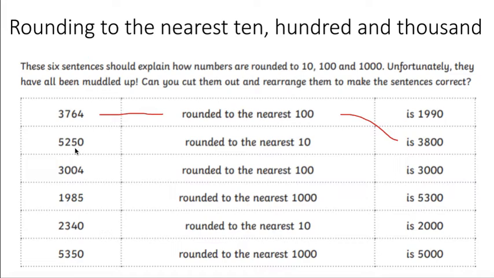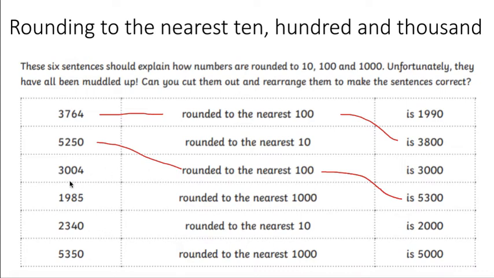I can repeat the process with the next part. 5,250, it's already rounded to the nearest 10, and scanning I can see that isn't there. If I round to the nearest 100, there's my hundreds, 200s, but behind it I've got 5 tens, so I need to round up. That would be 5,300, and I can see 5,300 is there. So this one again is rounded to the nearest 100, is 5,300.